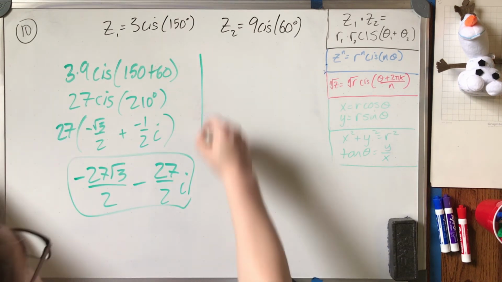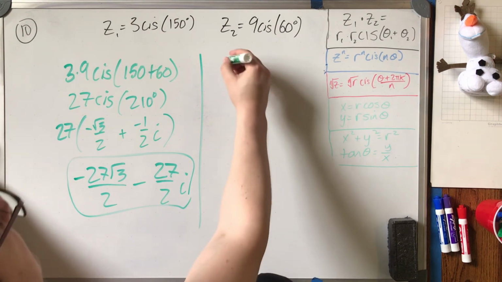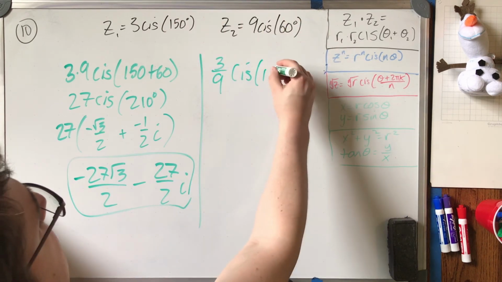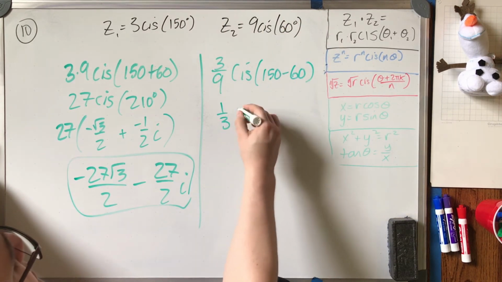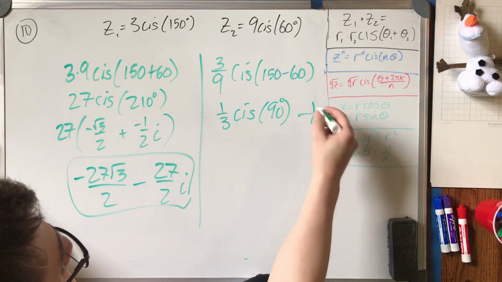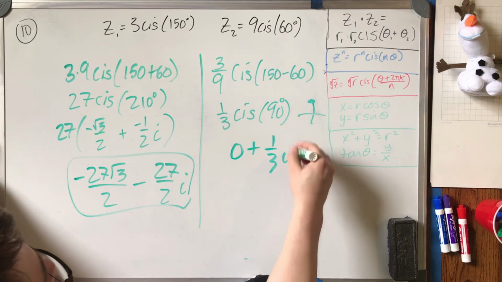Now for division, I'm going to be doing z1 divided by z2, so I take the radiuses and divide them. 3 divided by 9, cis, and the angles subtracted from each other, 150 minus 60. So I get 1/3 cis, and then this is 90. Okay, so when it's quadrantals, I think it's easier to just graph it. So I'm going to have 0 plus 1/3 i.